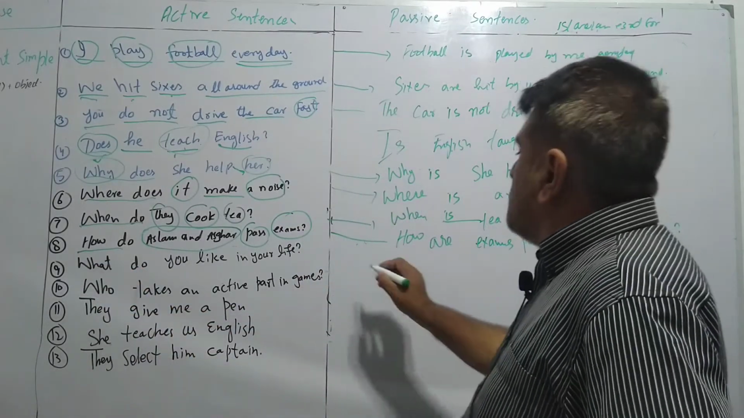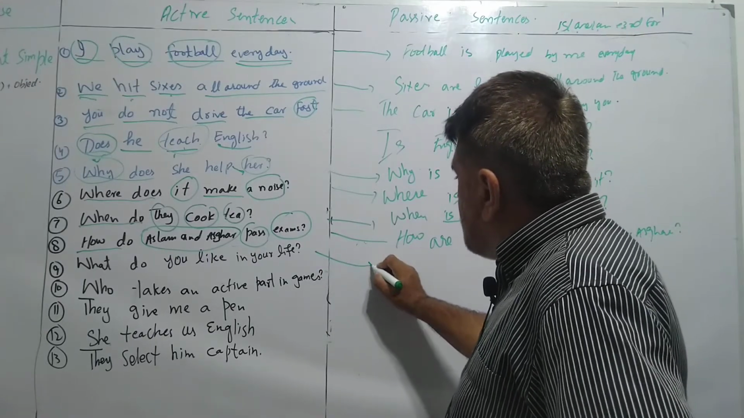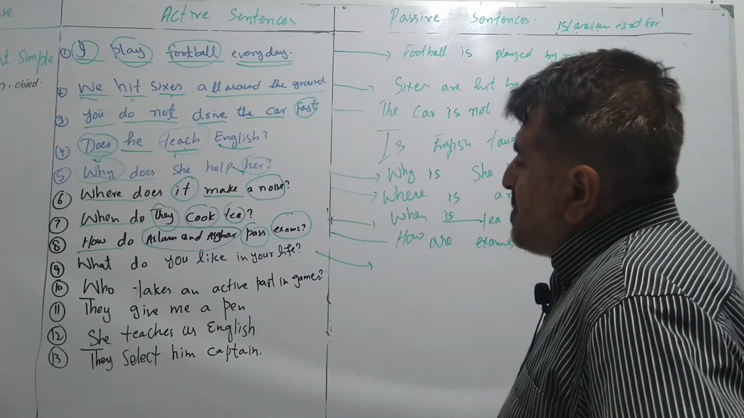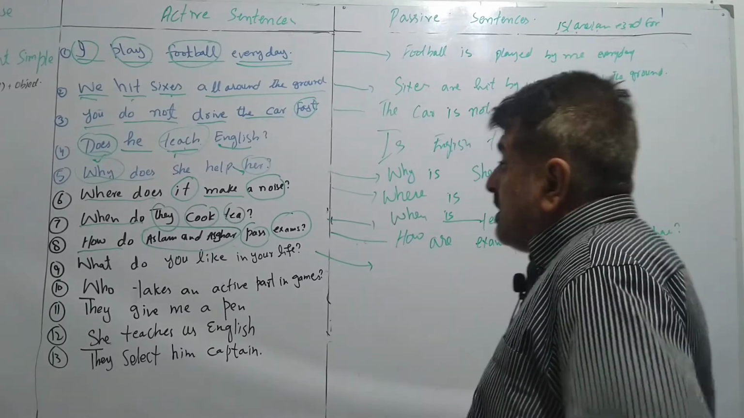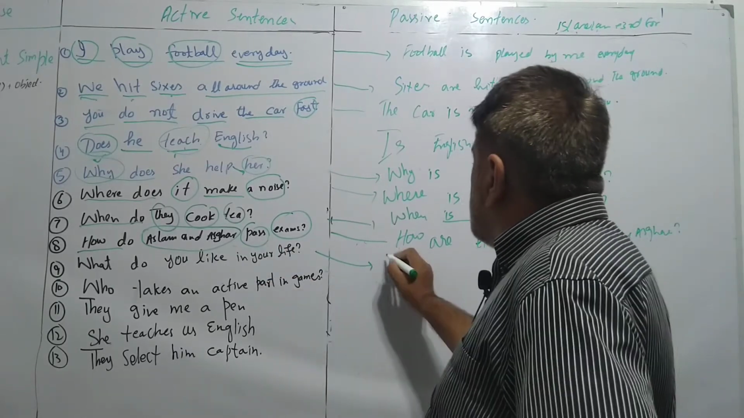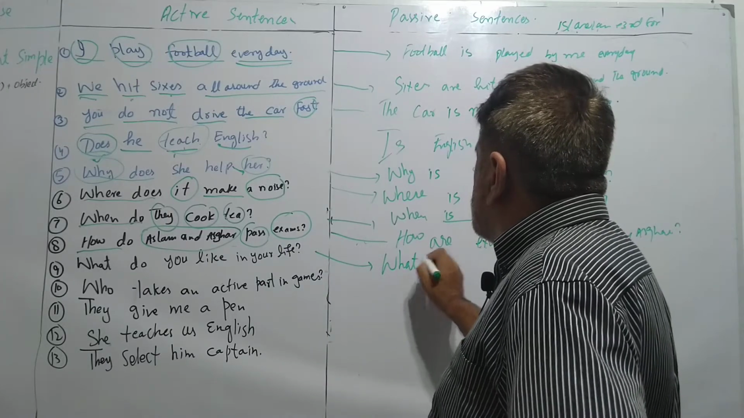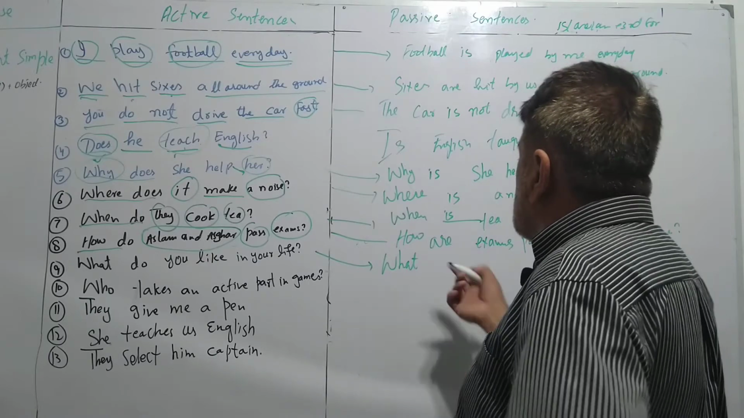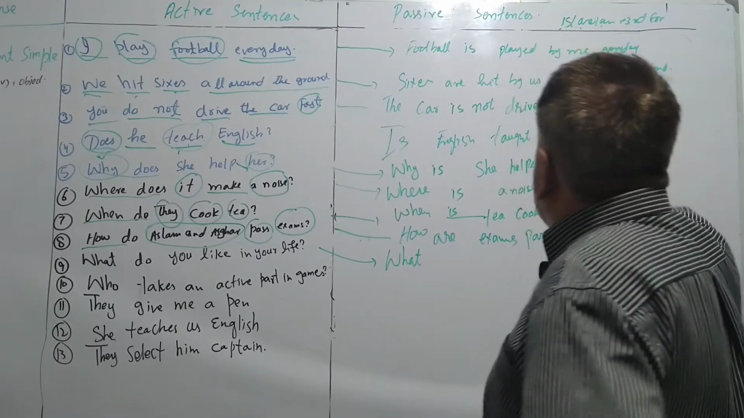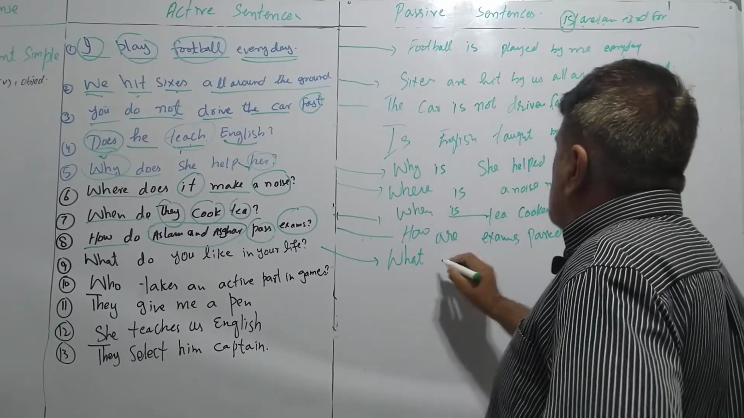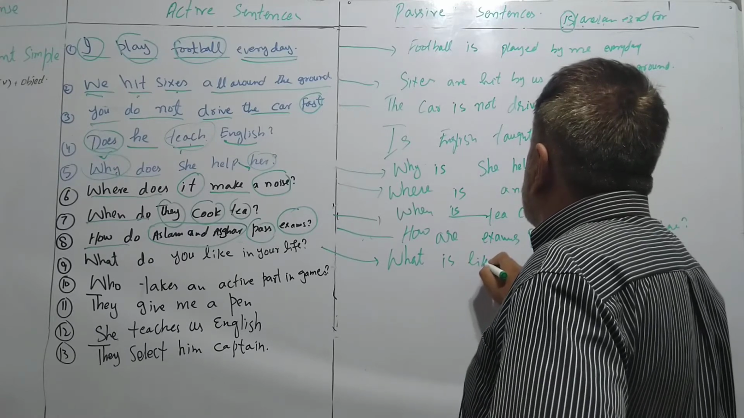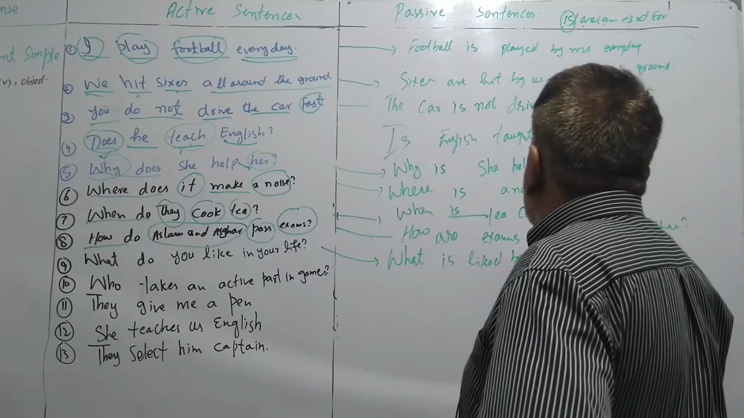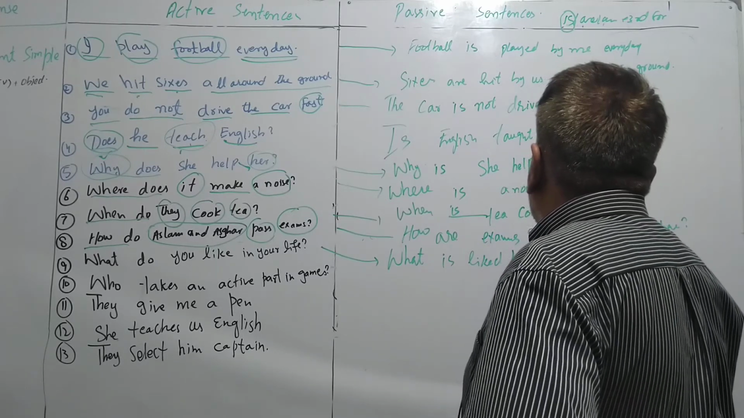WH word, same WH word. This is important, especially for first year students. So look here. What is here? Write what, the same. What do you like? So this is a question, so put this one. What is liked by you in your life?